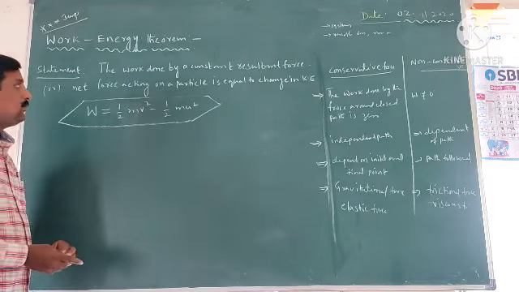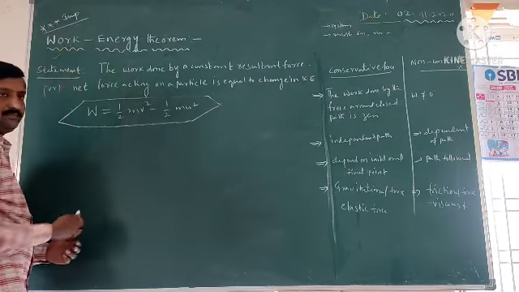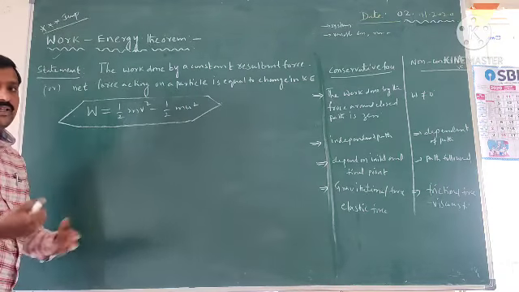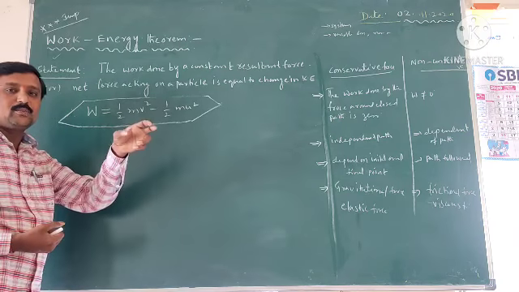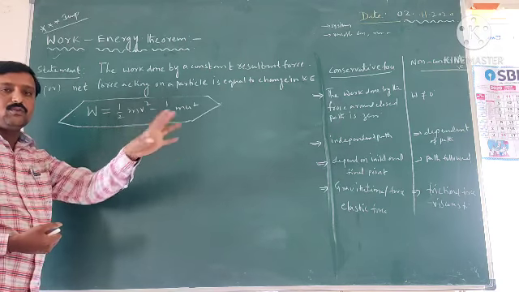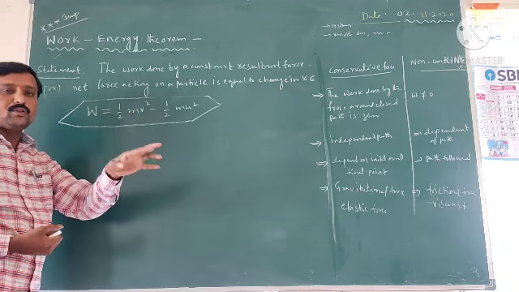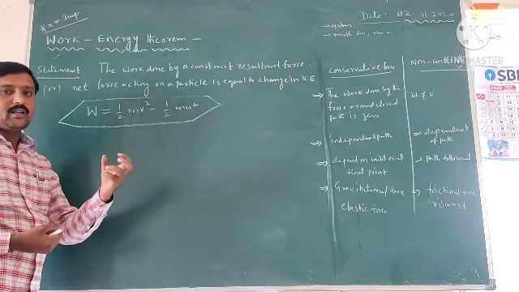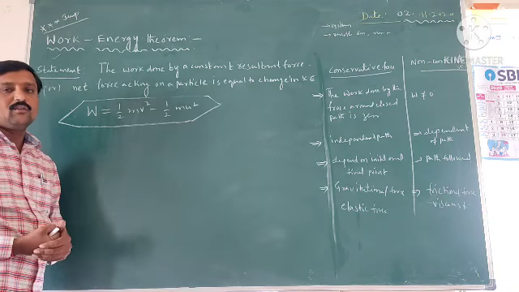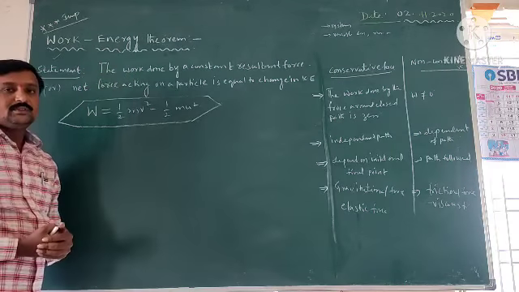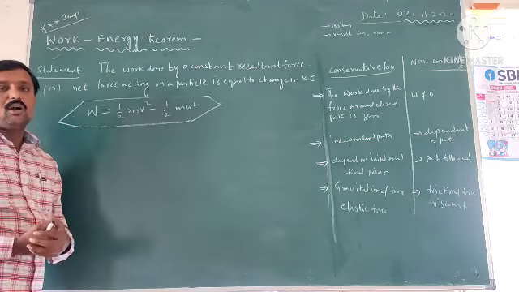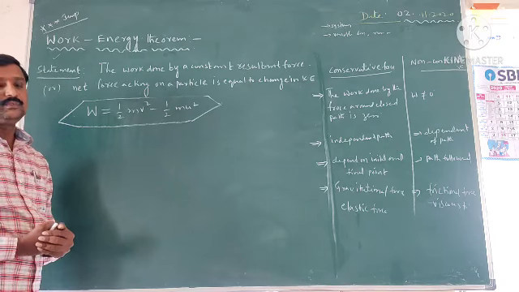Work energy theorem. We know that work means when we apply some external force on an object and it is displaced along the direction of the force, that is the work done by the force on the body. The work is equal to the product of force and displacement. What is called energy? The capacity to do work is called energy.